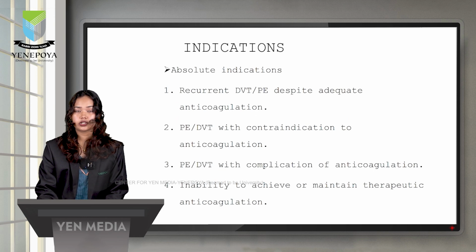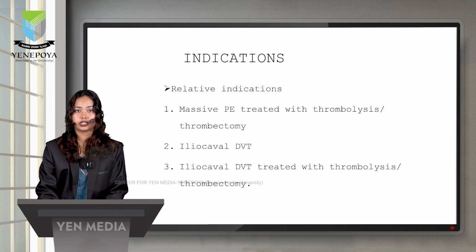Coming to the indications of an IVC filter, absolute indications include recurrent deep vein thrombosis or pulmonary embolism despite adequate anticoagulation, or pulmonary embolism or DVT with contraindication to anticoagulation, or a patient with pulmonary embolism or DVT who has complications due to anticoagulants. An example is heparin-induced thrombocytopenia. Another one is inability to achieve or maintain therapeutic anticoagulation.